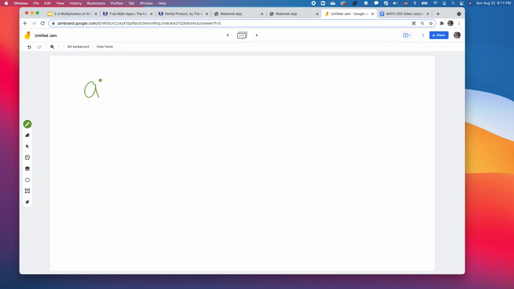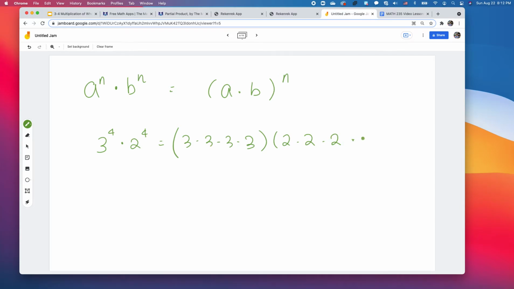So when you do not have the same base, but you have the same exponents, we can factor that out and have a times b in it. For example, if you have 3 to the 4th power times 2 to the 4th power, 3 to the 4th is 3 times 3 times 3 times 3. 2 to the 4th is 2 times 2 times 2 times 2.